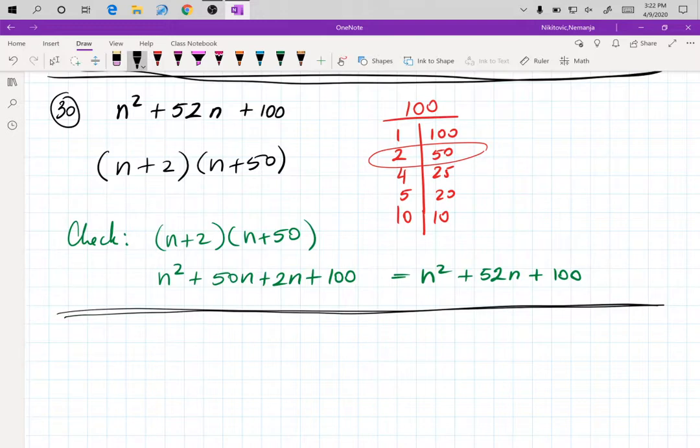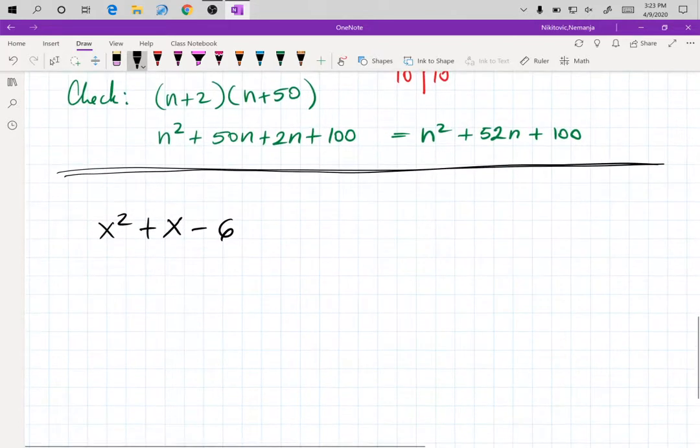Now we are going to kick in with minus signs. So how do we solve these problems if there are minus signs? Well, let's just dig into it. An example when we have a minus sign could be x squared plus x minus 6. Perfect. So now we have a minus sign.